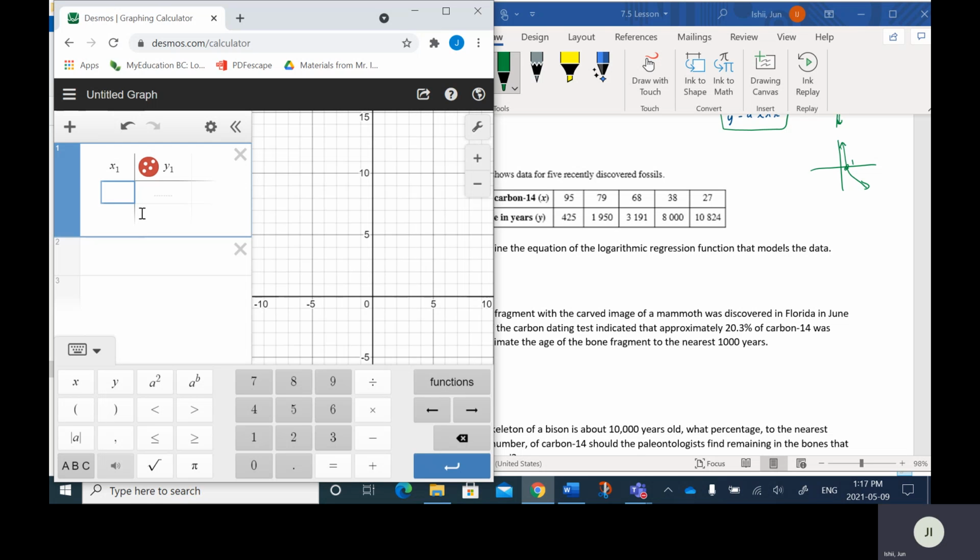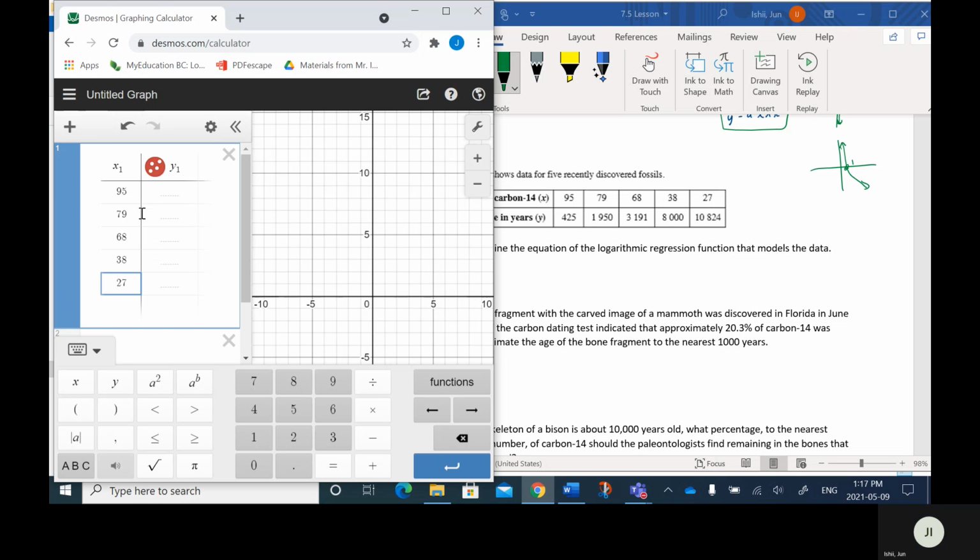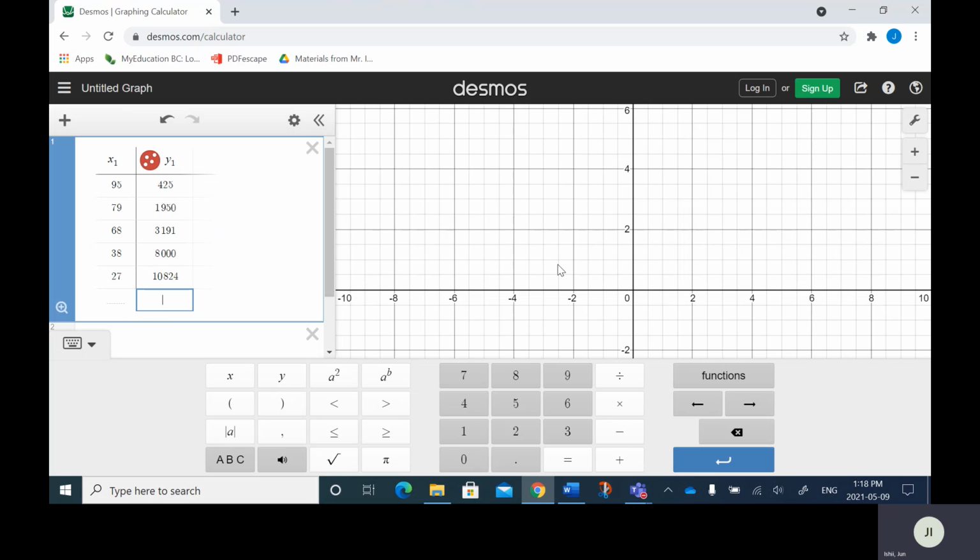My x values are the percentages of carbon, so 95, 79, 7, 50, and the y values are the ages: 191, 8,000, 10,824.